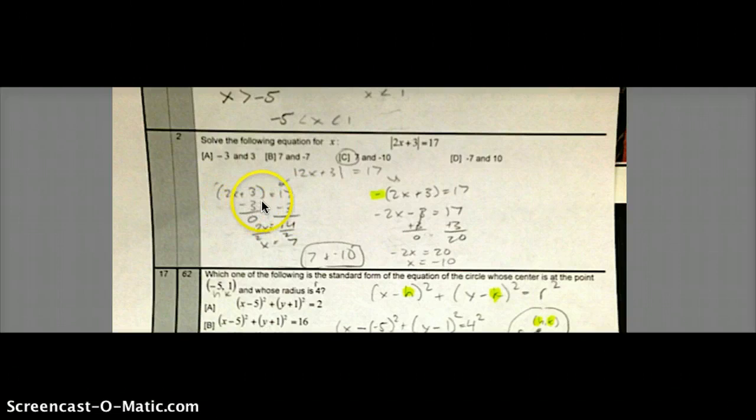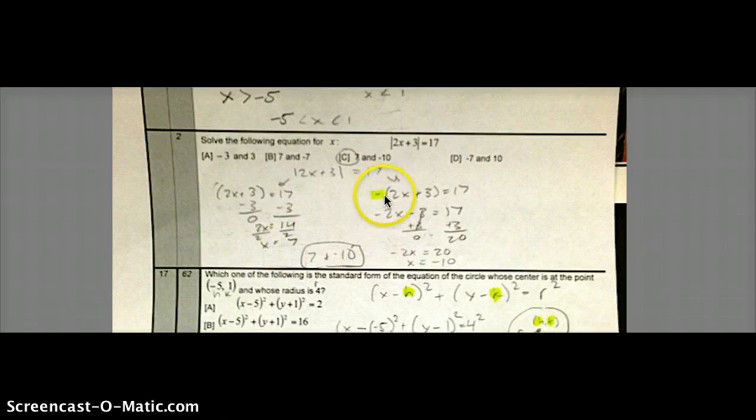So it's 2x plus 3 equals 17. Minus 3 from both sides. You get 0, and then 17 minus 3 is 14. So then you have 2x equals 14. Divide both sides by 2. You get x equals 7.